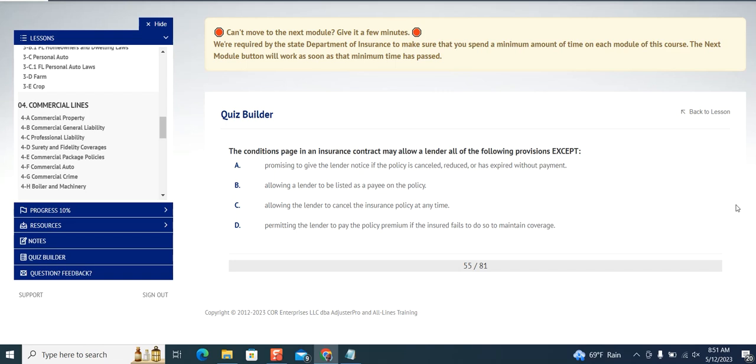Who's the lender? So a lender would be, okay, if I'm the insurer, no, I'm the insured, and I've got a house, the lender would be like the mortgage company. So the mortgage company can do all of the following except promising to give the lender notice if the policy is canceled, reduced.